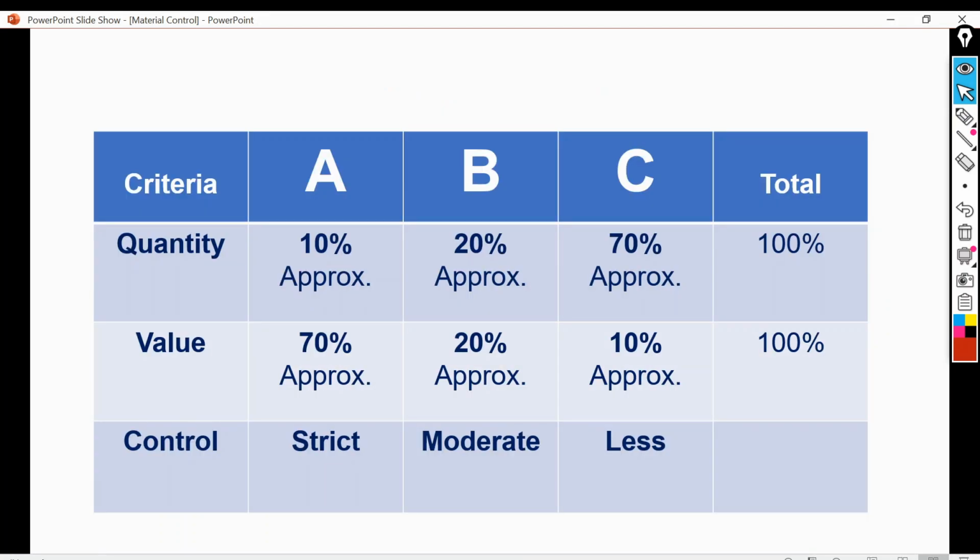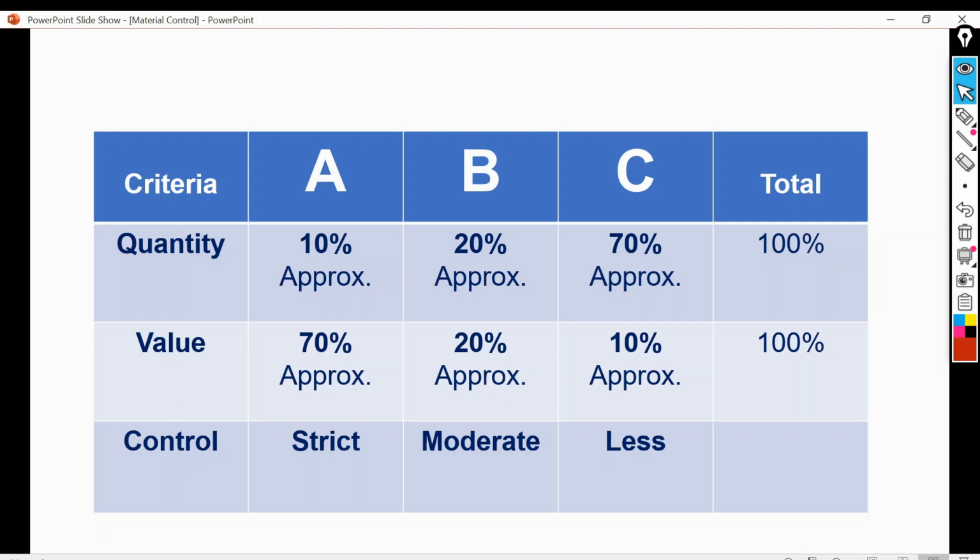This is our ABC criteria approach. Regarding quantity, A is approximately 10% of the total quantity held in warehouse and godown. Under the B category, approximately 20% of the total items held in warehouse and godown. And under the C category, approximately 70% of total items held in warehouse.